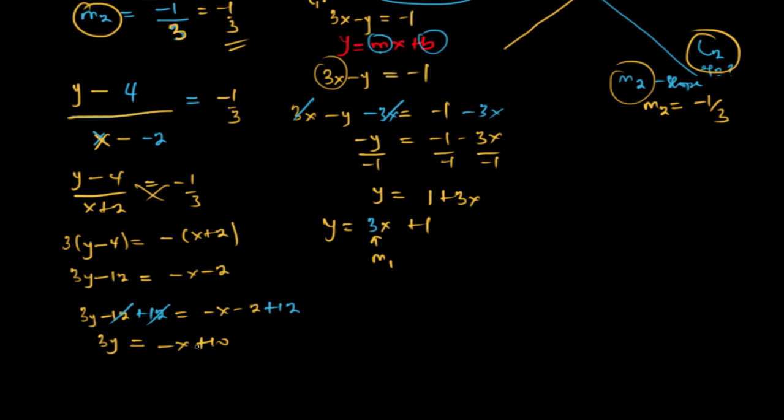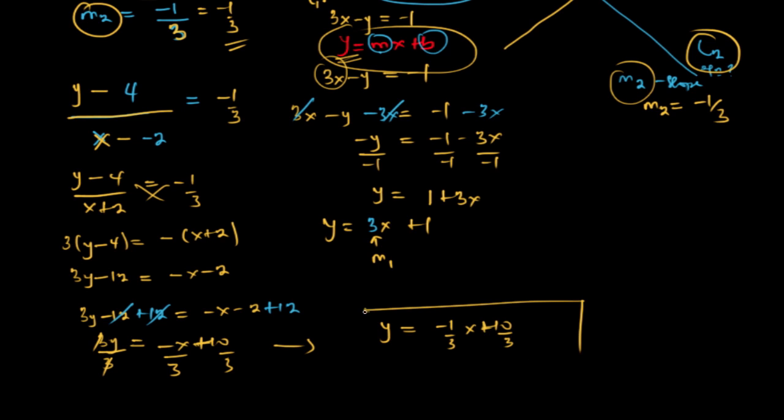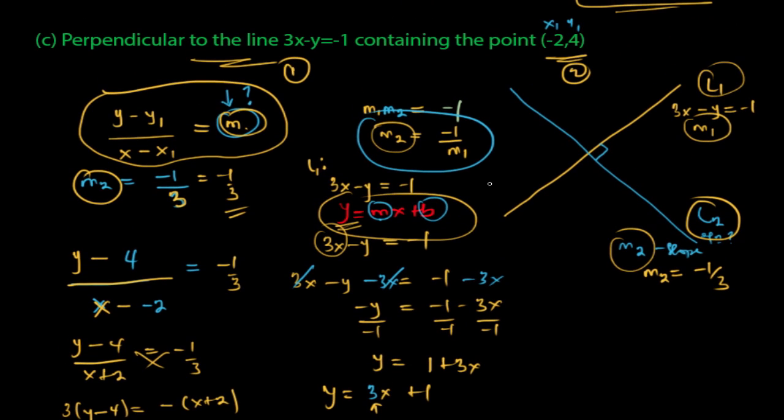If you want to write this in slope intercept form, that is, make y the subject of the equation, you divide both sides by 3. And what you obtain is y equals -1 all over 3 x plus 10 divided by 3. So this is the equation of the line given this information, and that completes the problem.